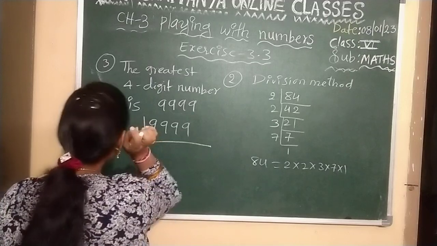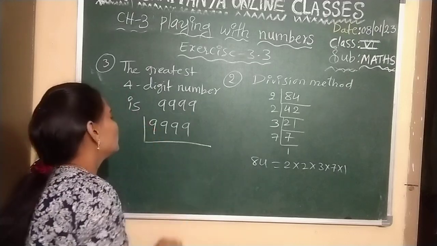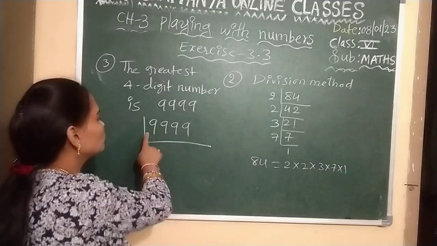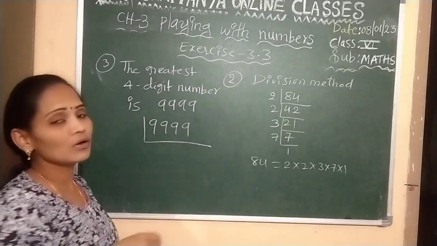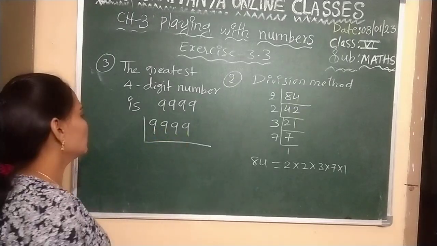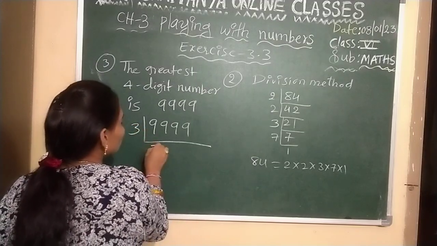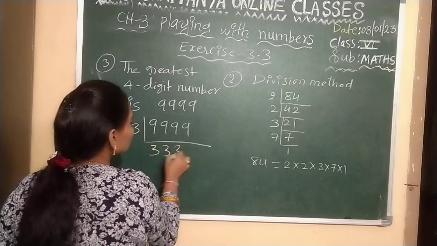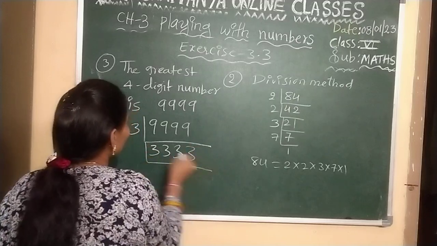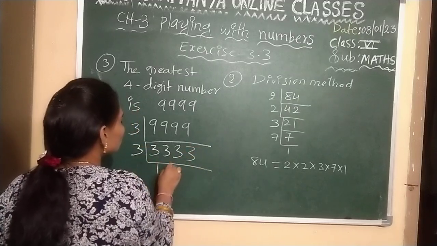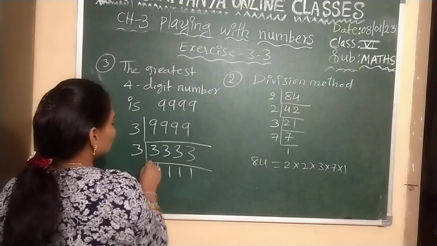With 2 we cannot divide 9999. So take the next number, that is 3. 3 threes are 9, 3 threes are 9, 3 threes are 9, 3 threes are 9. Now take 3 again: 3 ones are 3.